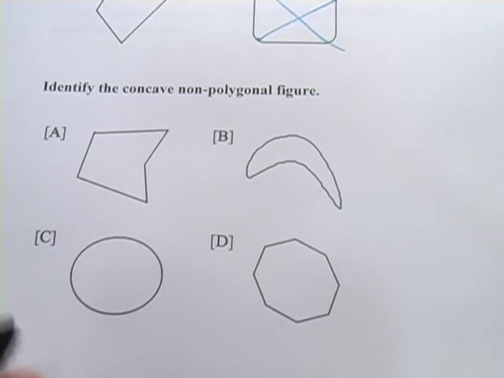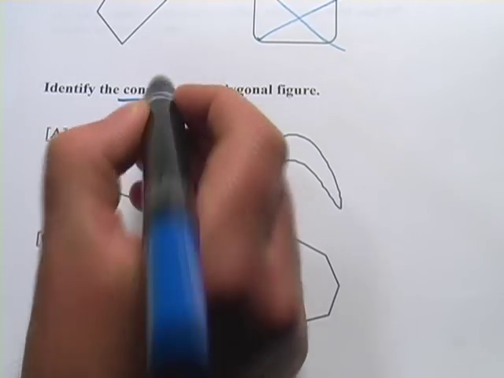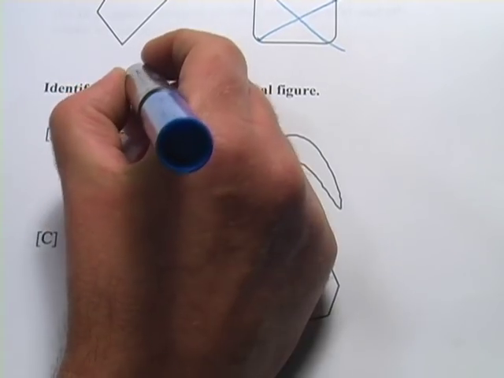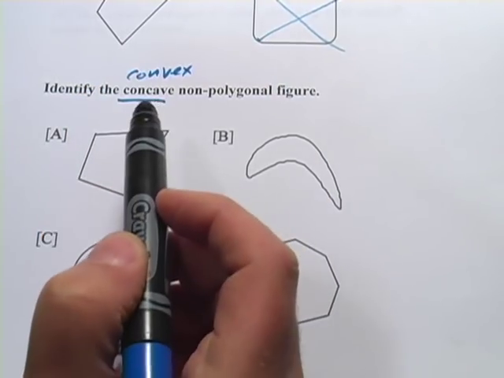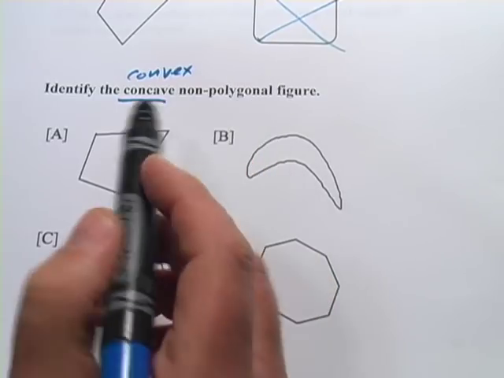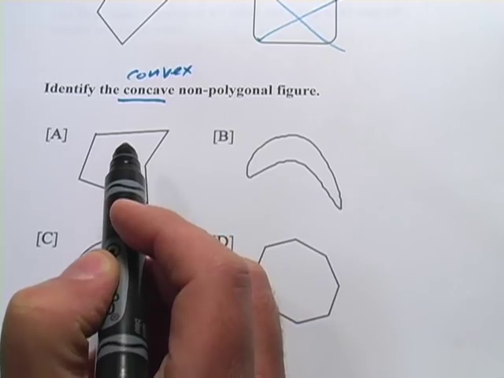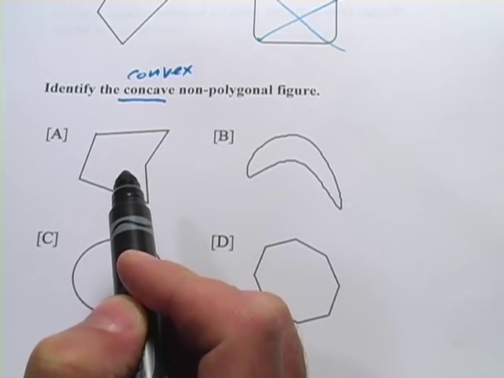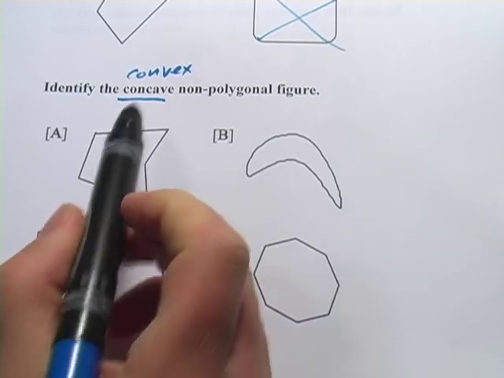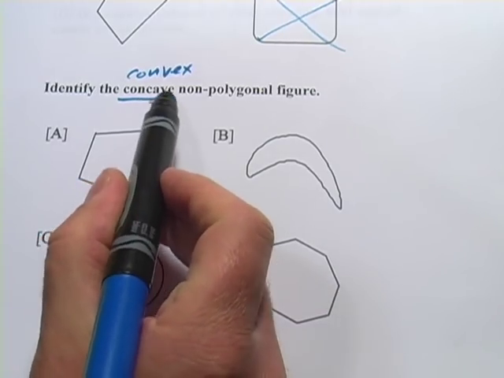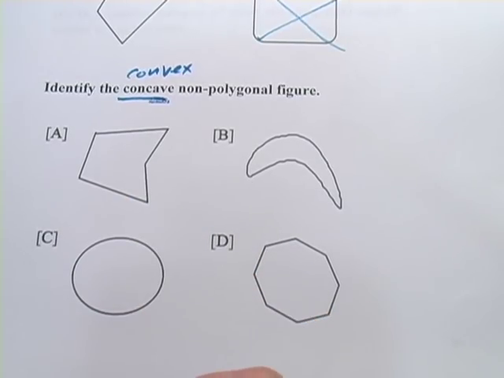This one says, identify the concave non-polygonal figure. So this may be new terminology. There are 2 words, convex and concave. And you can think of convex as pointing outward and concave as pointing inward. So, if you blow up a beach ball, it's convex when it's all blown up. If you let out the air and you punch in one side, it's going to be concave, it's going to go in. One way sometimes people think about this is a cave goes into the ground, so a concave figure has that same kind of shape.